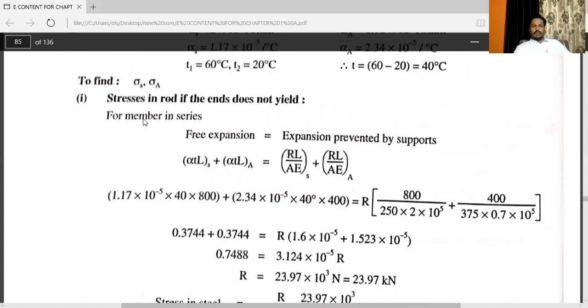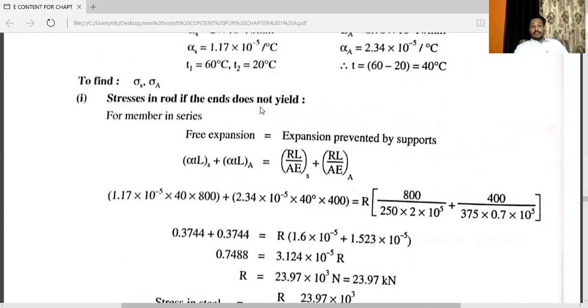We know that for members in series, the first condition is that the ends do not yield. The expansion is equal to the expansion prevented by supports. We have the formula: alpha into T into L for steel plus alpha into T into L for aluminum is equal to RL upon AE for steel plus RL upon AE for aluminum. Already I have explained the formulas to you.